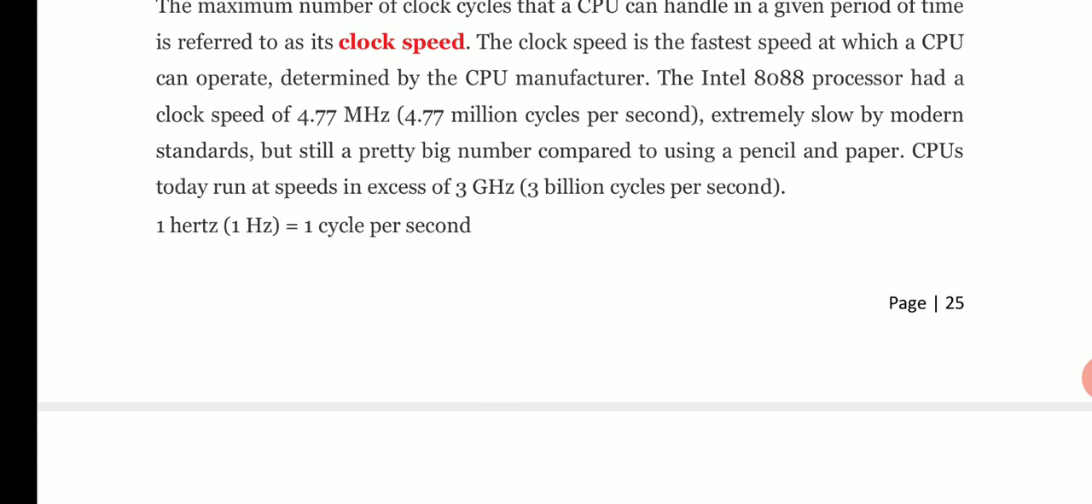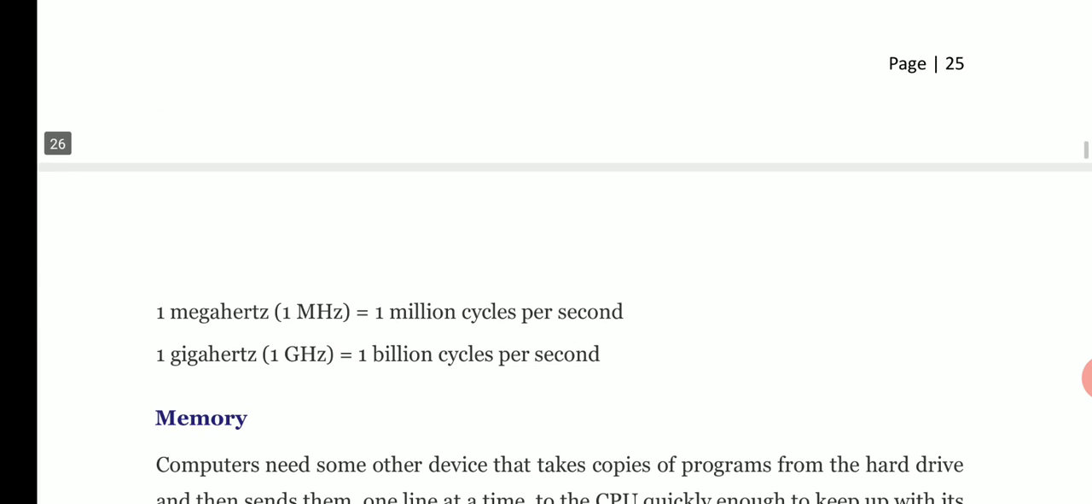1 hertz means 1 cycle per second. 1 megahertz means 1 million cycles per second. 1 gigahertz means 1 billion cycles per second. Okay, 1 gigahertz means the speed of the processor is that it can process 1 billion instructions per second.